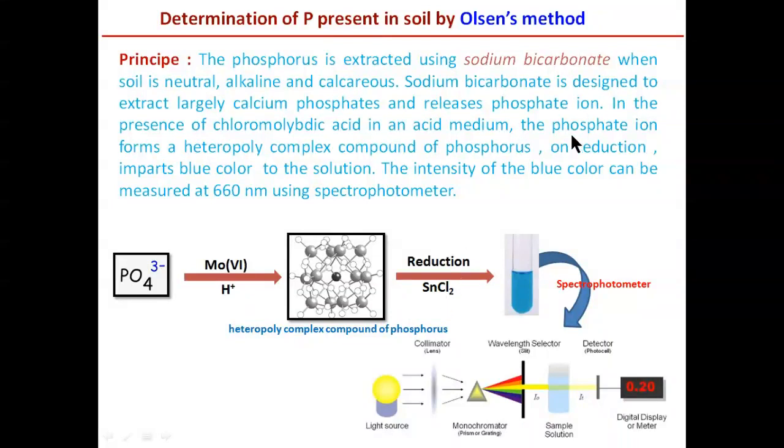which on reduction in the presence of a reducing agent, that is stannous chloride or ascorbic acid, imparts a blue color. Once we have a blue color solution, just record the absorbance of this solution. The intensity of the blue color depends upon the concentration of the heteropoly complex, which in turn depends upon the concentration of phosphate ions present in the solution. So if the intensity of the blue color is more, the concentration of phosphate ions is more. That we can record in the spectrophotometer.